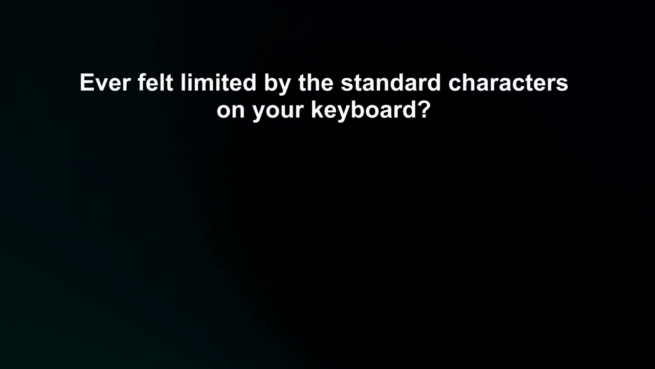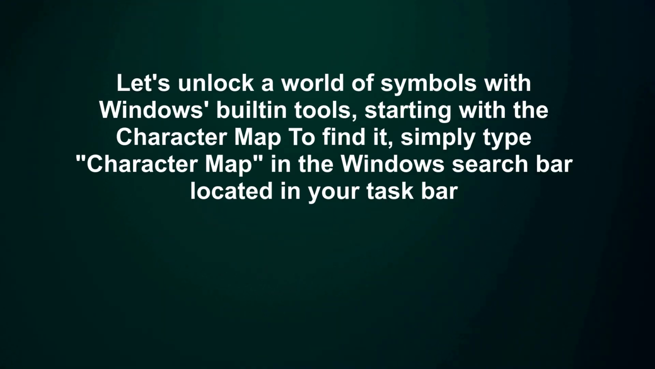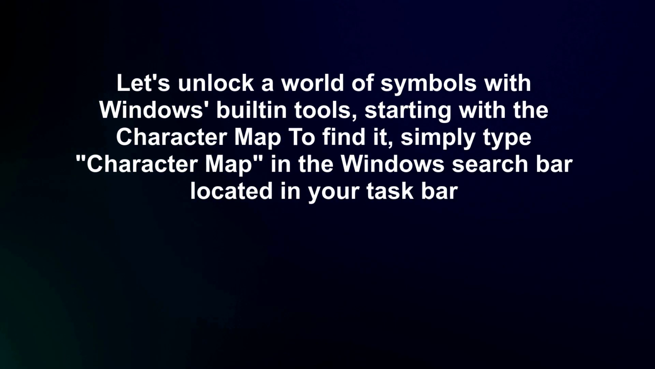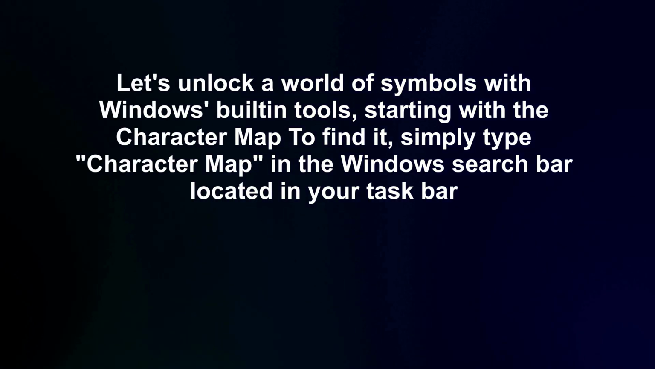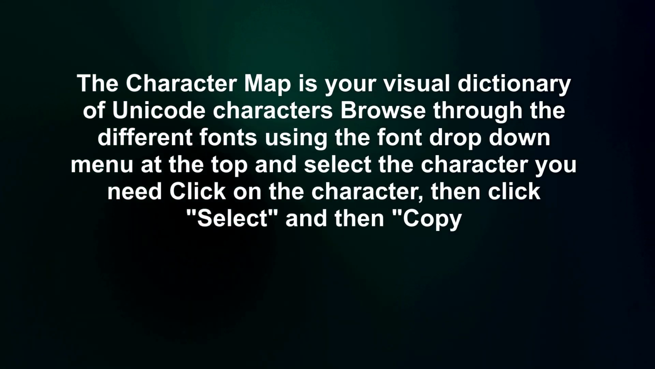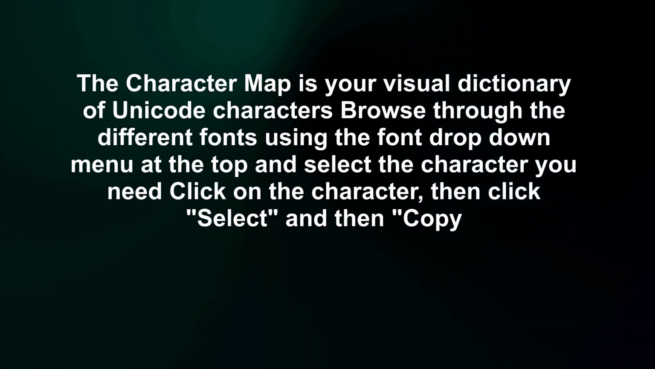Ever felt limited by the standard characters on your keyboard? Let's unlock a world of symbols with Windows built-in tools, starting with the character map. To find it, simply type character map in the Windows search bar located in your taskbar. The character map is your visual dictionary of Unicode characters.